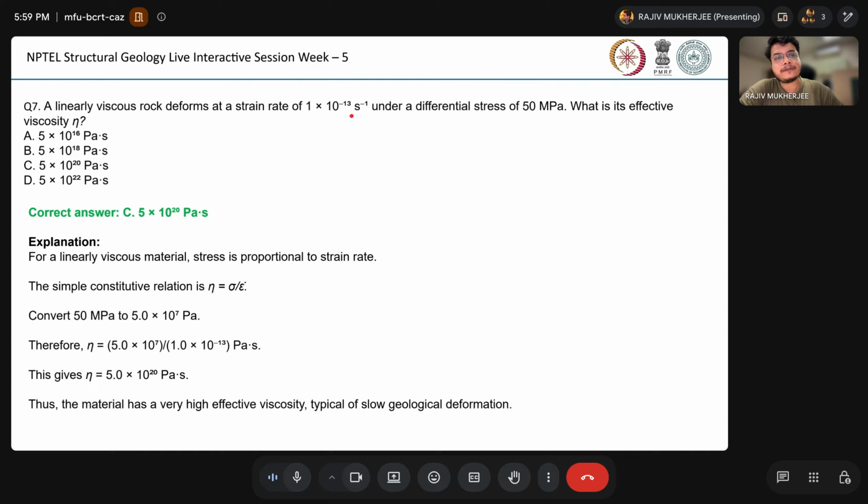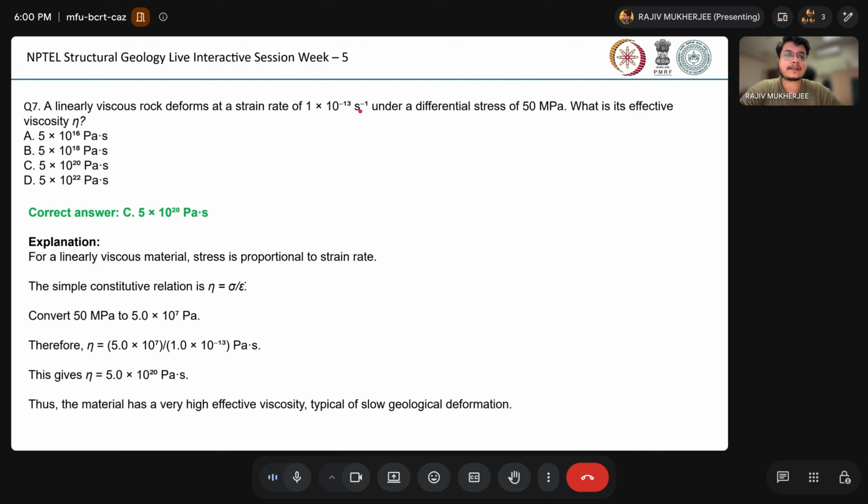And this kind of strain rate is not achievable in laboratory experiments, because we simply do not have that much time to deform a rock at such a slow rate and to observe the microstructures. Yeah, that's not actually possible. So these kind of strain rates generally operate in natural conditions, and that's why the effective viscosity of a rock is so high, right? Because of the strain rate.